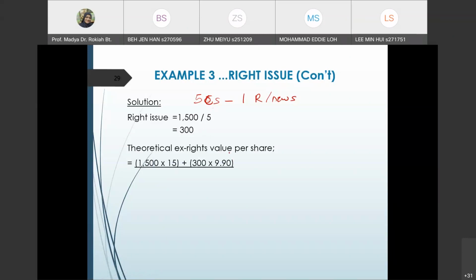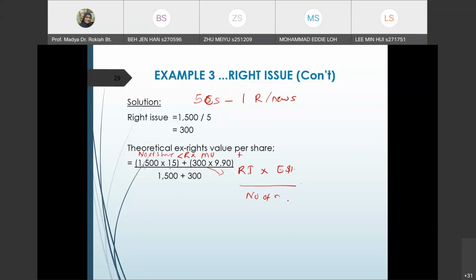Okay, so the next one we need to find is the theoretical ex-rights value. The formula for the theoretical ex-rights value per share is the number of shares before the rights, so you have 1,500 times the market value, plus 300 here, which is the number of shares issued in the rights issue, times the exercise price. Then divide by the number of shares outstanding.